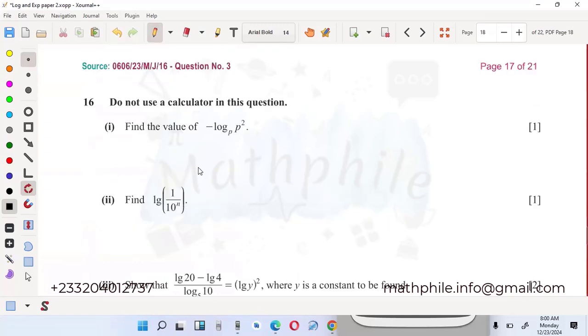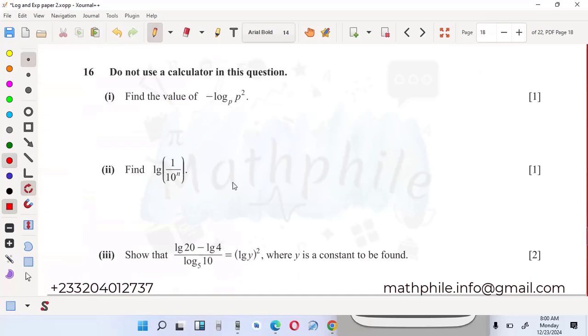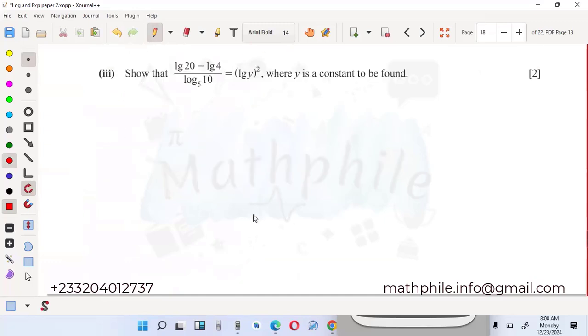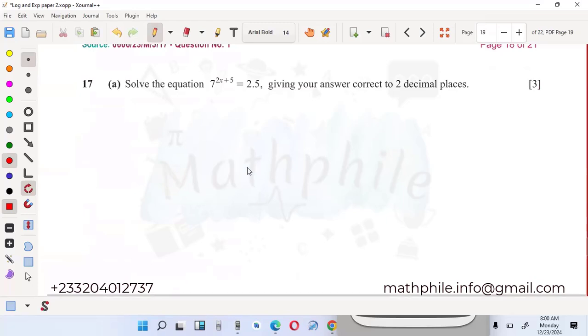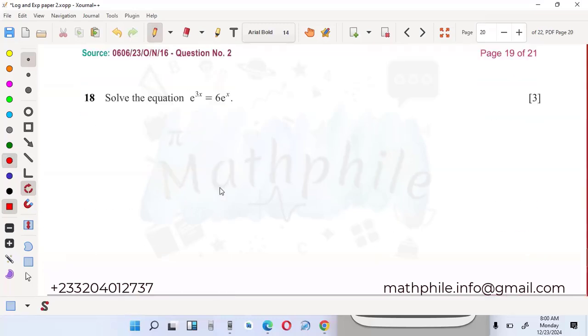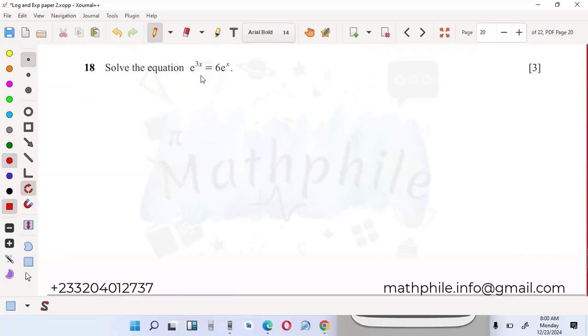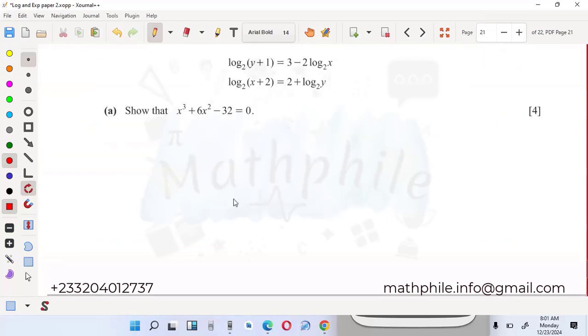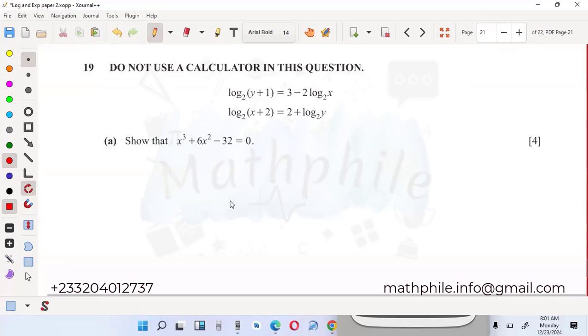I think we solved this one too, and this indices one. And this one too. Divide both sides by a raised to power x. You solved this one, right? What of the simultaneous equation? Yes, we solved it. We said we should make log x base 2 a different variable and log y base 2 a different variable.